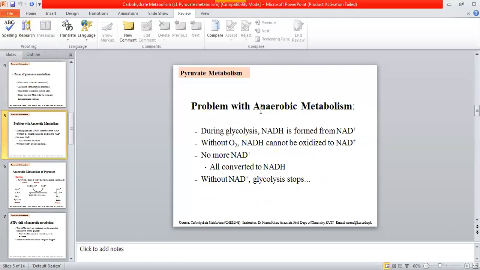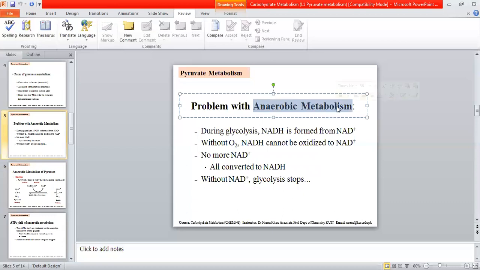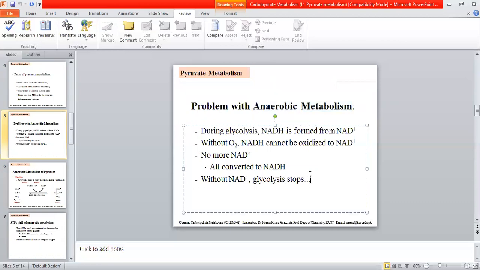What are the problems with anaerobic metabolism? In the last slide, we saw that there are two anaerobic pathways, the conversion of pyruvic acid into lactic acid or alcohol. So these are not the main pathways or the recommended pathways. And as I mentioned, the main pathway is the passing of pyruvate to the Krebs cycle, the last one, and that was aerobic. Because the anaerobic pathway has a problem.